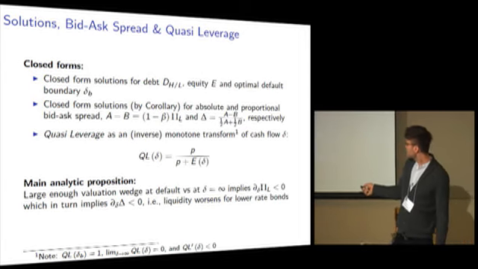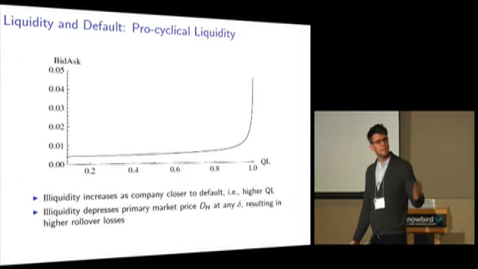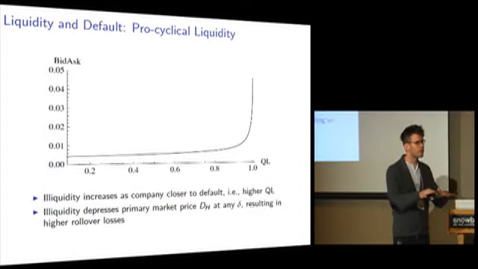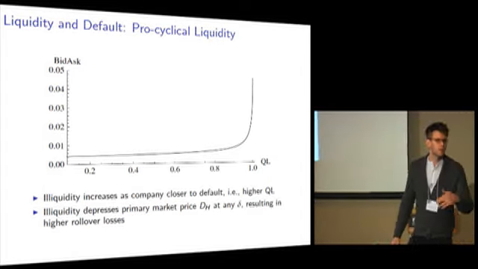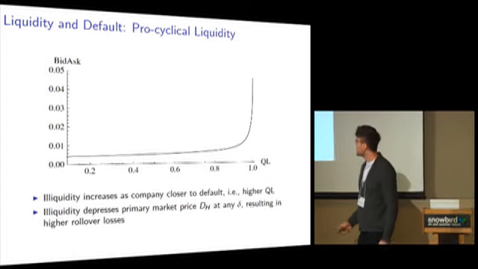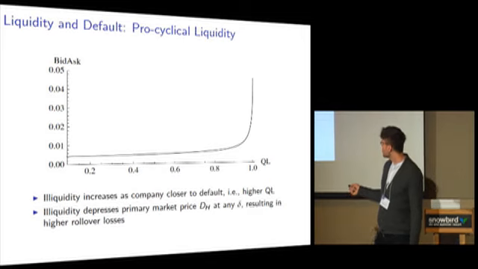Now, why do we translate this into quasi-leverage? Because that's essentially what we have the data on. The empirical work was going to be, there's a measure of quasi-leverage that you have in the data, so we want to translate our model into that. So what happens, there's pro-cyclical liquidity in the model. The closer you are to default, the higher your quasi-leverage, the higher the bid-ask spread in the secondary market.